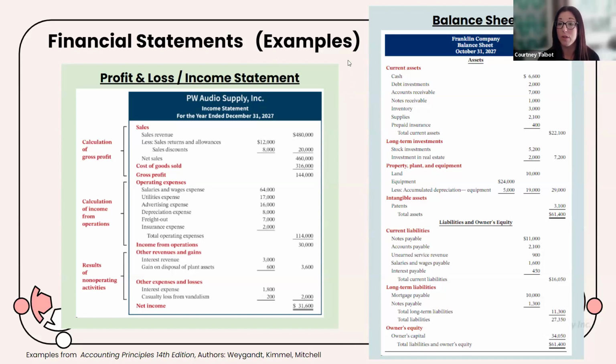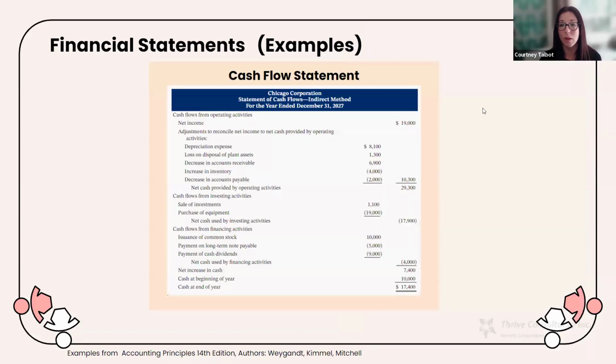Let's go on to an example of the cash flow statement. This is a cash flow statement example from the same textbook I mentioned, and it's for Chicago Corporation. Notice it has a couple different areas. It has cash flows from operating activities. If we go down to about the middle of the page, cash flows from investing activities, and then cash flows from financing activities. Not all three of these cash flow activities will always be occurring.